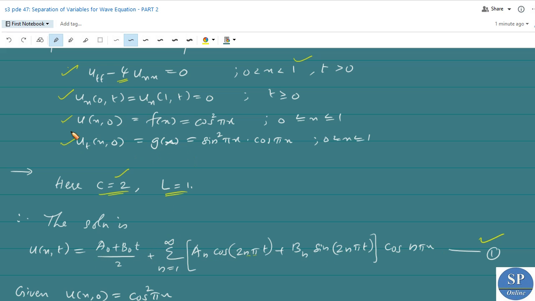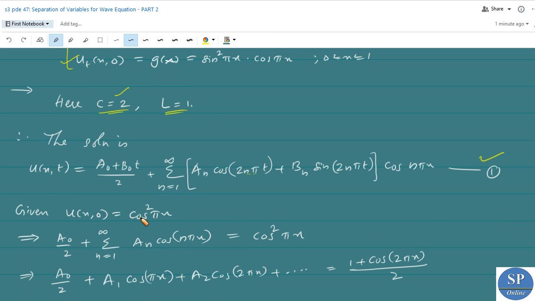For that we just apply the initial conditions. The first initial condition is u(x, 0) equal to cos square pi x. Applying that condition, when t equals 0 we have a naught by 2 plus the summation from n equals 1 to infinity, where sin 2n pi t is 0 and cos 2n pi t is 1, of a_n cos n pi x, equal to cos square pi x.